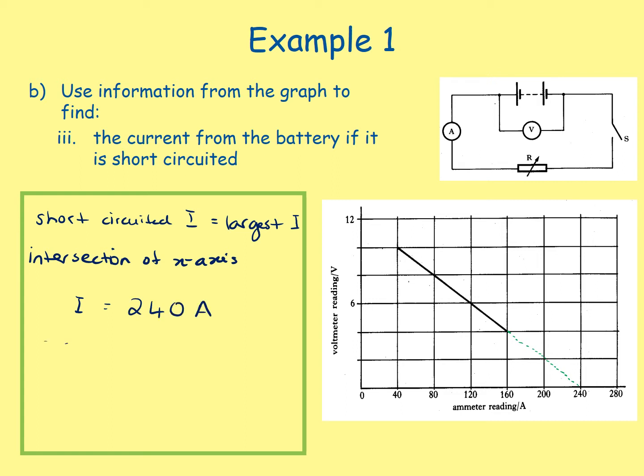We could have gone about that a different way. We know that our short circuit current is equal to the EMF divided by our internal resistance. We just found out our EMF in part 1, that was 12, and our internal resistance, again, we just found out in part 2, that was 0.05. And that's equal to a final answer of 240 again. So you can see they both give us the same answer.